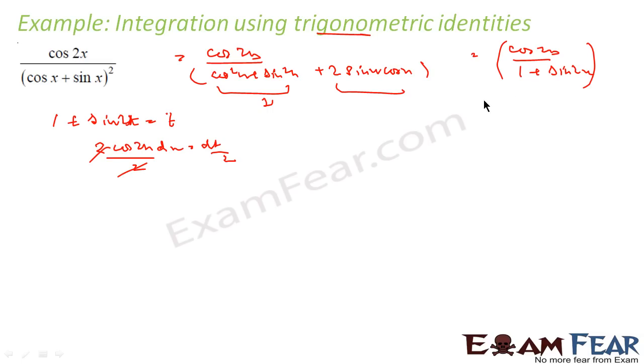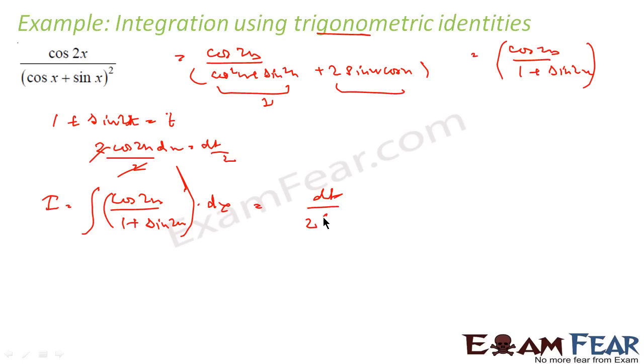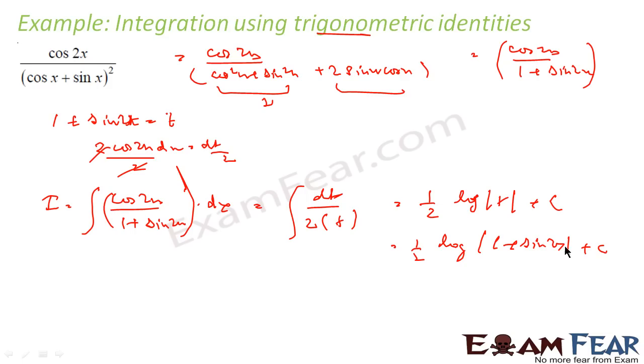Now in this equation, I'll substitute. Now if I want to find the integration, it is nothing but integration of cos 2x by 1 plus sin 2x, the whole thing into dx. Now cos 2x dx I know is nothing but dt by 2, and 1 plus sin 2x is t. So 1 by 2 anyway is constant, dt by t is nothing but log of mod t plus some constant. And what is t? 1 plus sin 2x. And that is my answer.